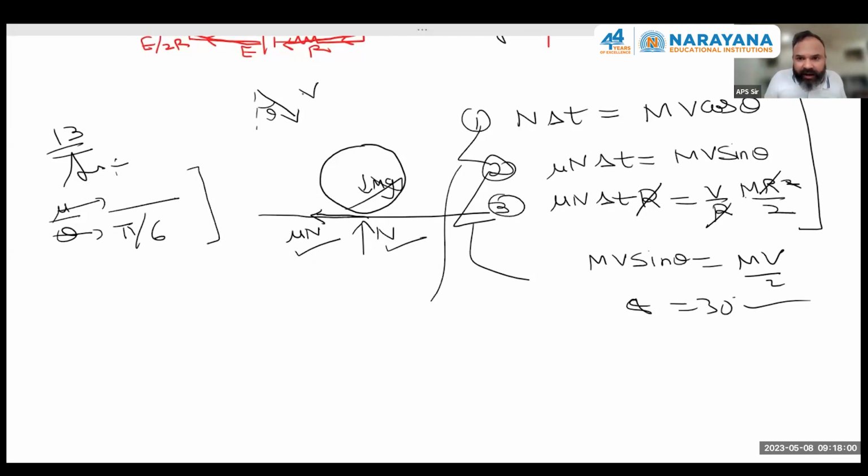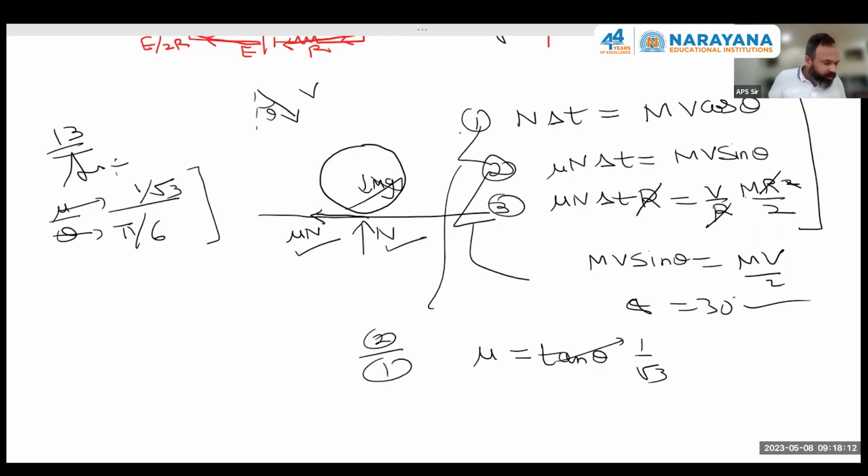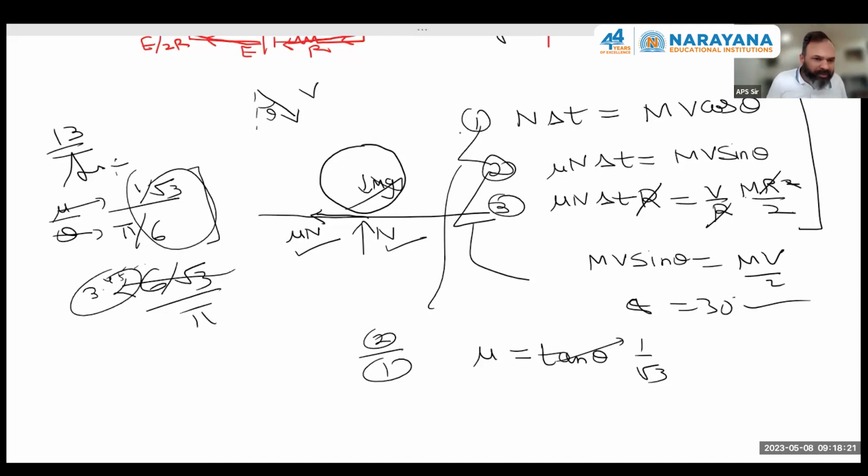If you divide first and second again, so second divided by first, you're getting mu, and that is coming out as tan theta. Tan theta, and theta is 30, so it is 1 upon root 3. So substitute this value 1 upon root 3. Now basically this becomes 6 upon root 3 upon pi. And 6 upon root 3 is nearly 3.4 something, 3.45 something. So you will get your answer. They have given 3.45 to 3.48. That is good.